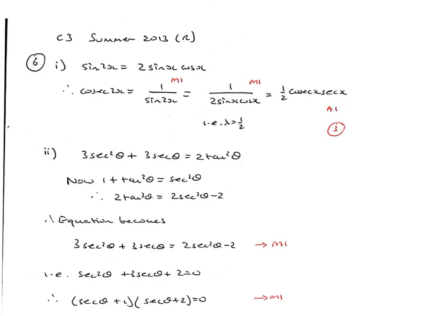Here's question 6. When using sine 2x is 2 sine x cos x, so cosec 2x is 1 over sine 2x, and sine 2x is 2 sine x cos x, so it's 1 over 2, that's a half. 1 over sine is cosec, 1 over cos is sec, so lambda is a half. It does say state the value of lambda, so at the end I've stated that.